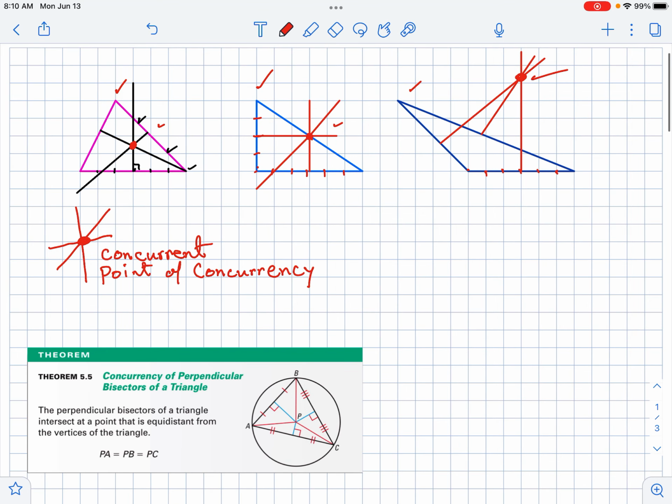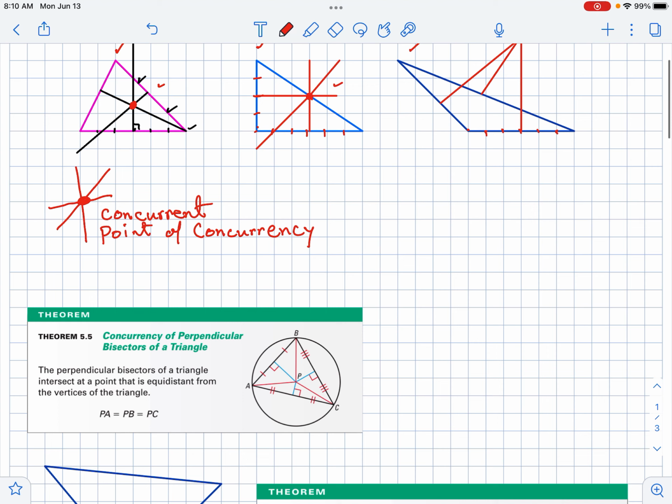Now, if we're talking about where these three lines intersect for the perpendicular bisectors, the way we are here, not just any old three lines that intersect, we call that intersection the circumcenter of the circle.